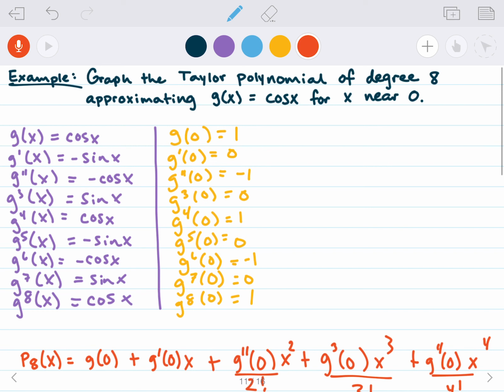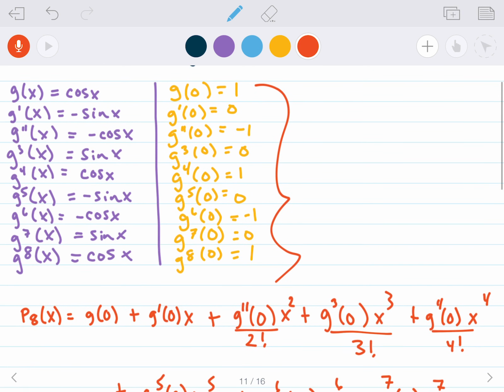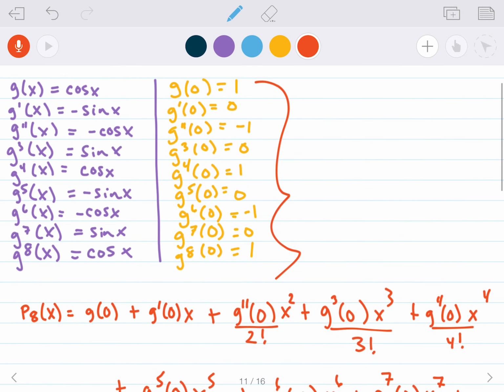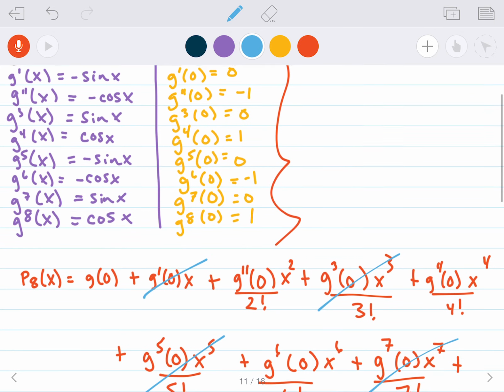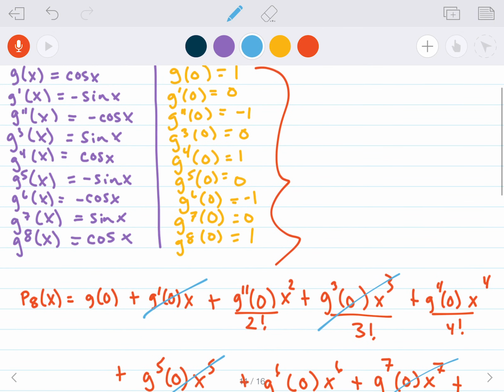All right, so now I'm looking at this column to see where my zeros are. So g prime of 0 is 0, so the first thing I'm going to do is cross that out. g3 of 0 is 0, that goes away. g5 of 0 goes away. And g7 of 0 goes away. Okay, excellent. So now I'm just going to plug in the rest of my stuff.